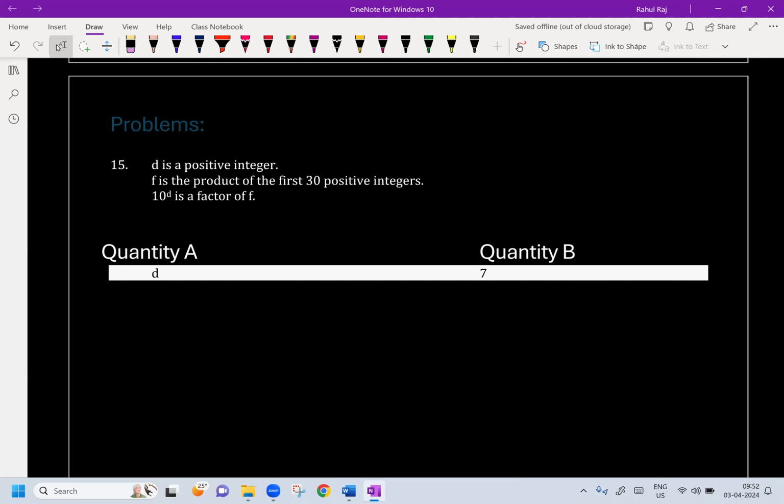So when you say something is the product of the first 30, what does that mean? F is 30 factorial. F is the product of the first 30 positive integers. Positive means 1, 2, 3, 4 to 30. So they are trying to say F is 30 factorial. And 10 to the power of D is a factor of F.